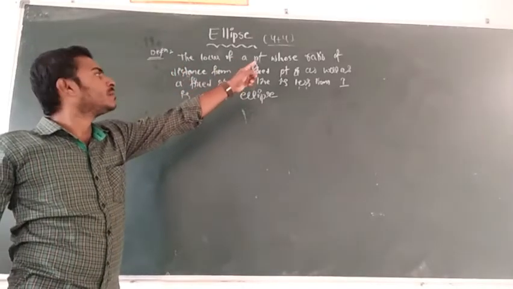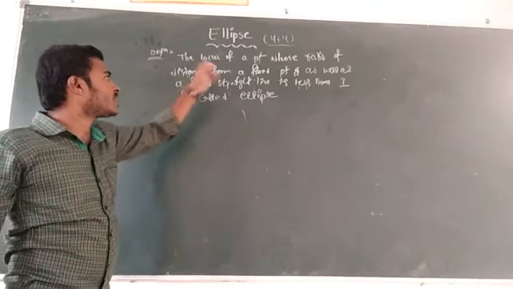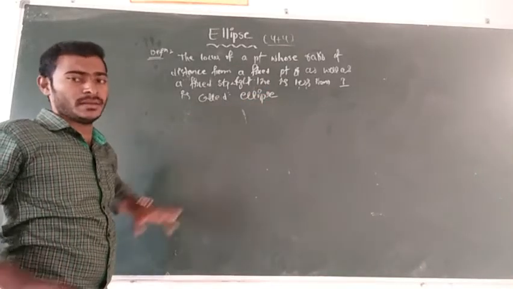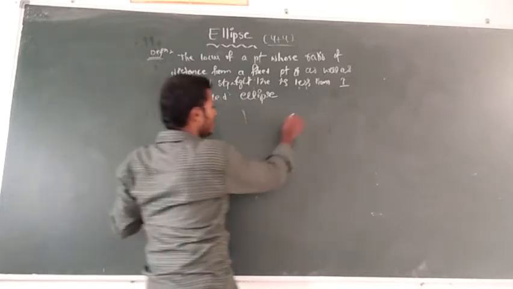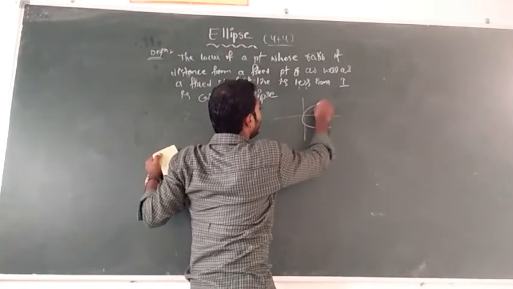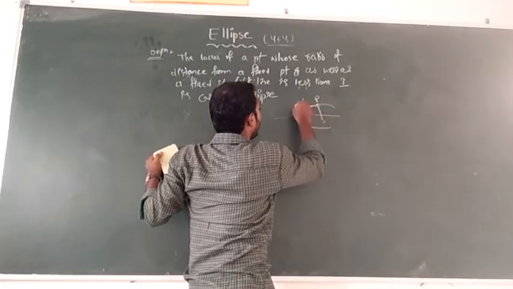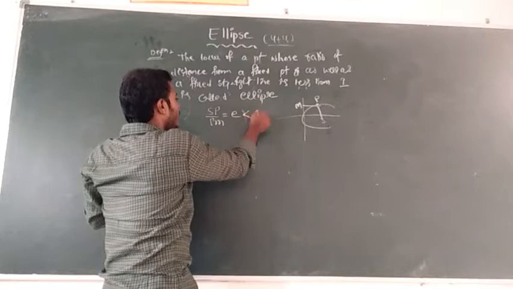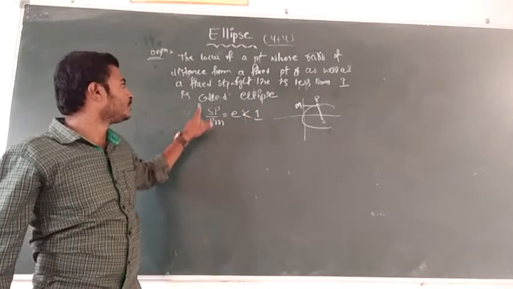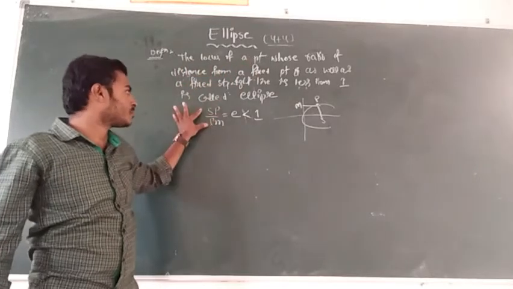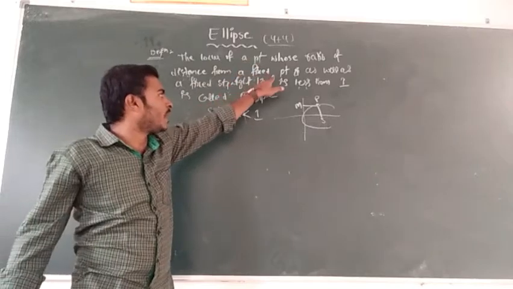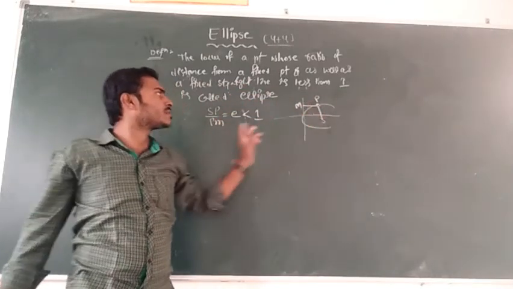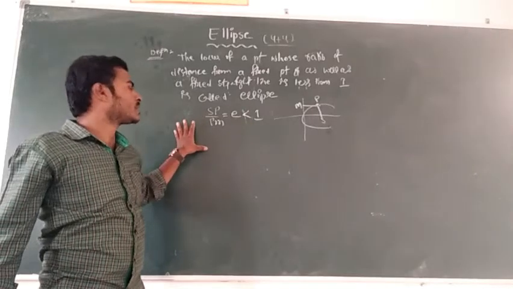Clearly we see the definition of ellipse. The locus of a point whose ratio of distance from a fixed point as well as a fixed straight line is less than 1 is called an ellipse. Now I will explain this definition diagrammatically. Suppose it is any conic, here is a point P and here is the locus, and this is M. Now we can take SP by PM equals E, where E is less than 1. SP by PM is a ratio.